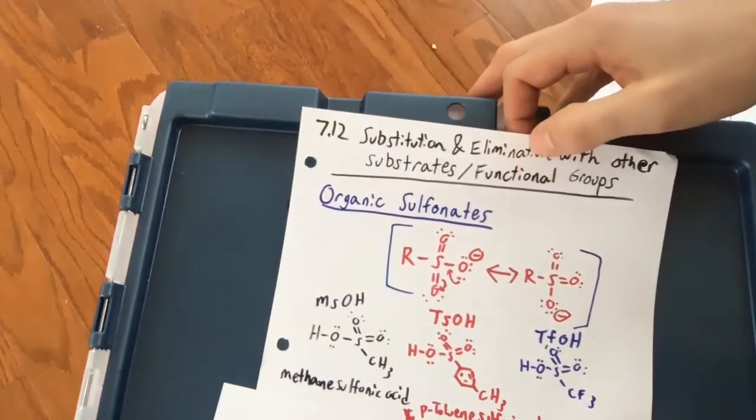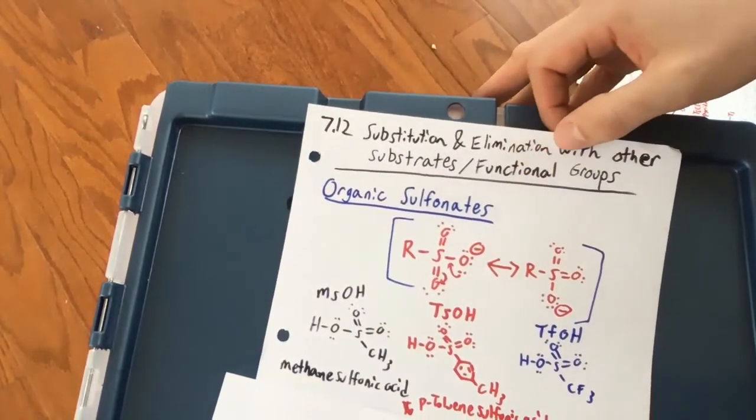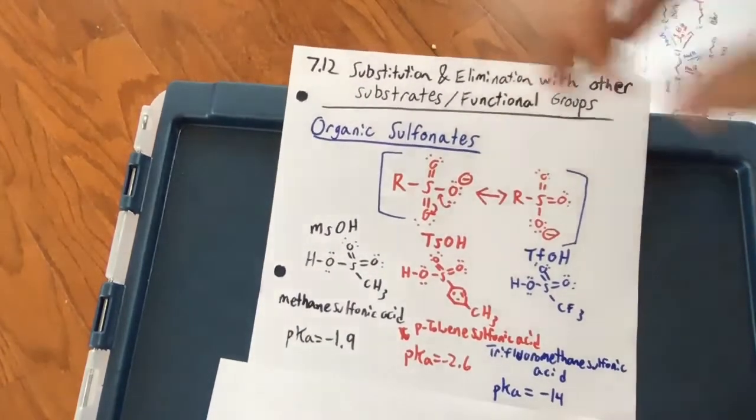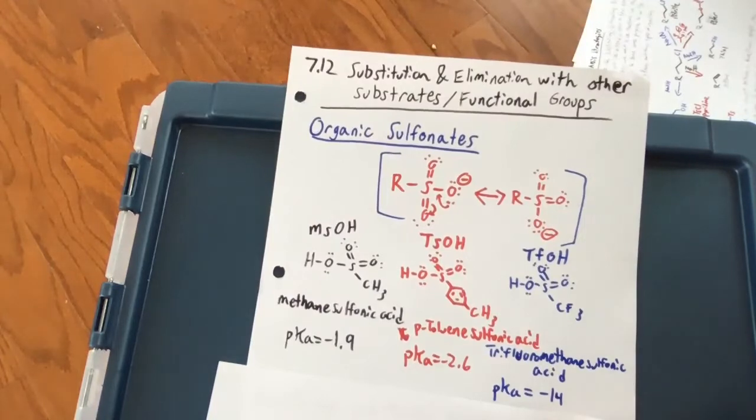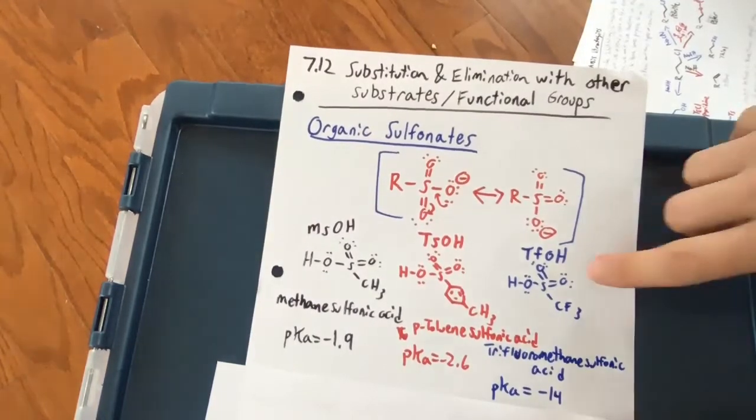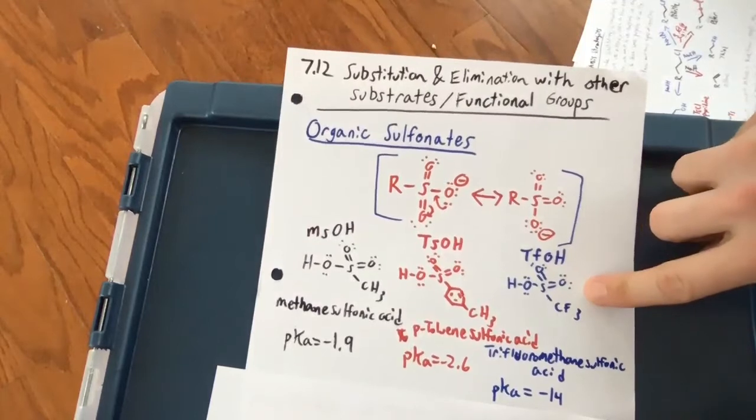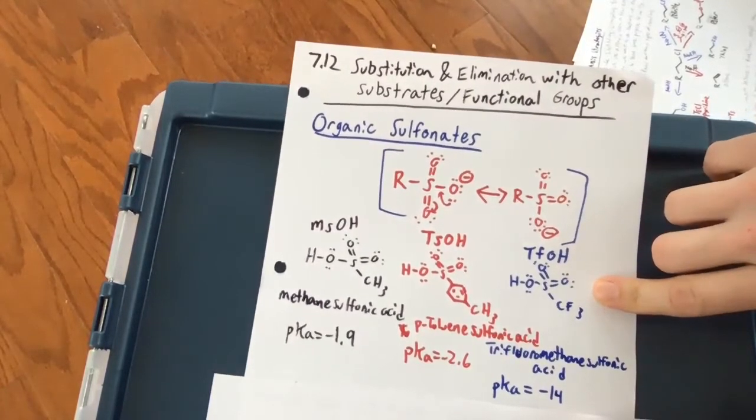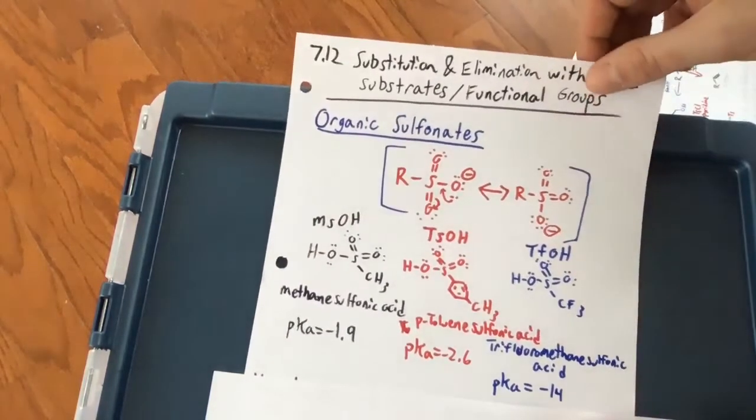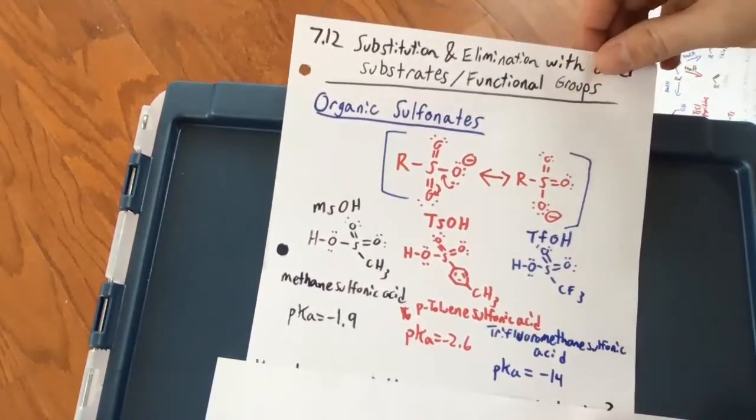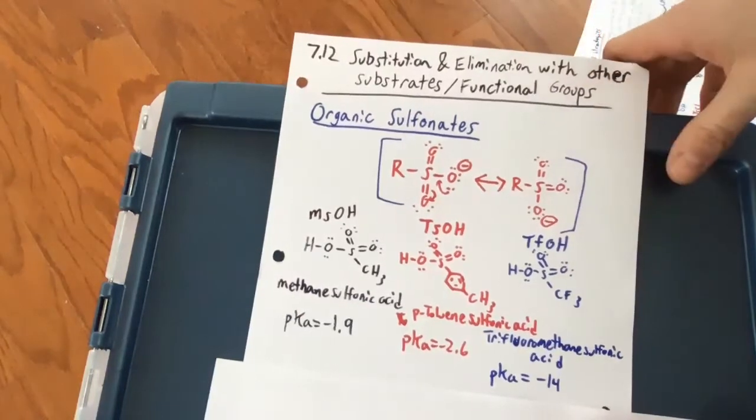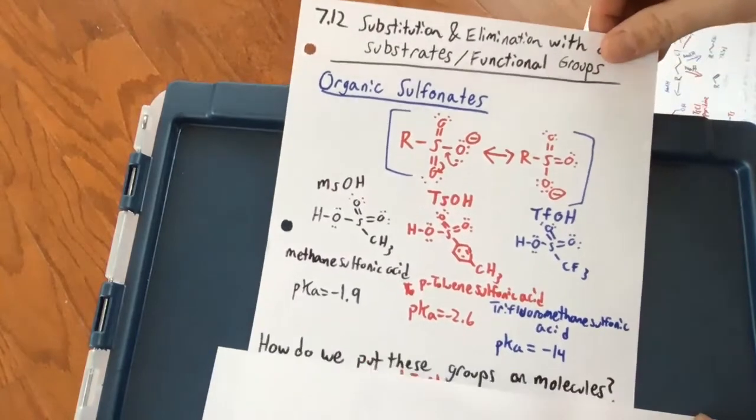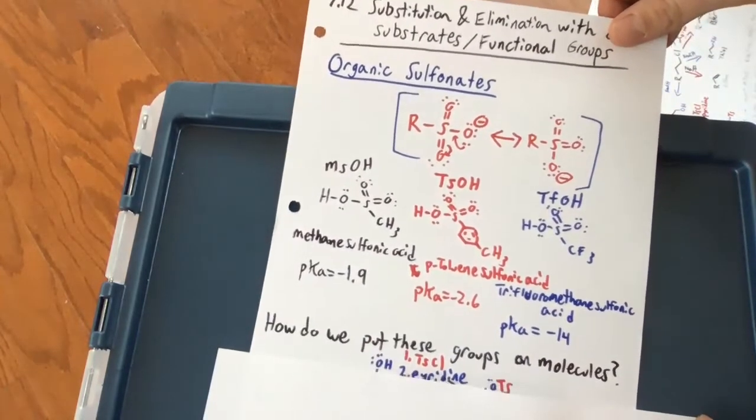What makes them also very special is that they are very strong acids, almost as strong as acids like HCl, HBr, and HI. In fact, triflic acid, trifluoromethane sulfonic acid, is stronger than HI. And because these are such strong acids, they are very good leaving groups, which makes them very useful for substitution and elimination reactions. So the question becomes, how do we put these groups onto molecules?